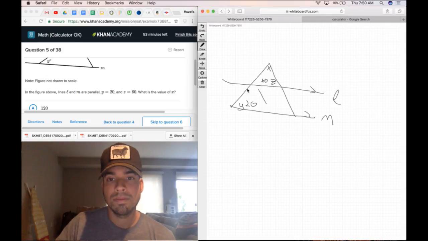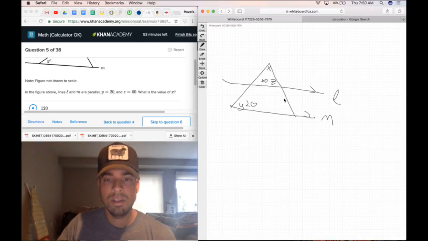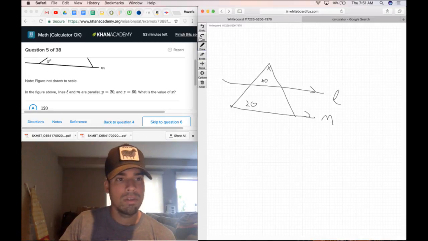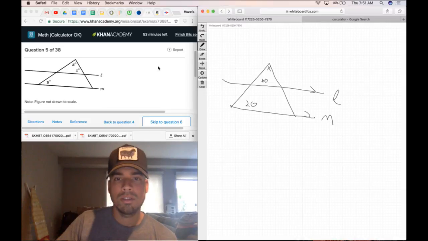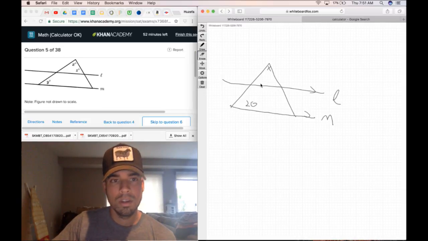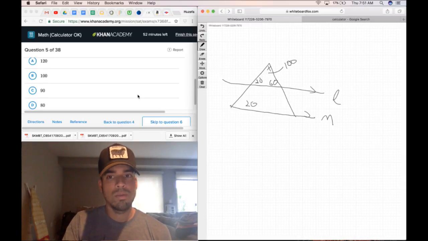Got it. All right, let's figure this out here. So we got 20. Let me just erase the Z and the Y. What other information do we have? So we're gonna use some triangle rules, of course. This angle is also gonna be 20 because these are corresponding angles. So 20, 60. So X is 100. Why is X 100? Because 100 plus 20 plus 60 is 180. So they all have to add up to 180.